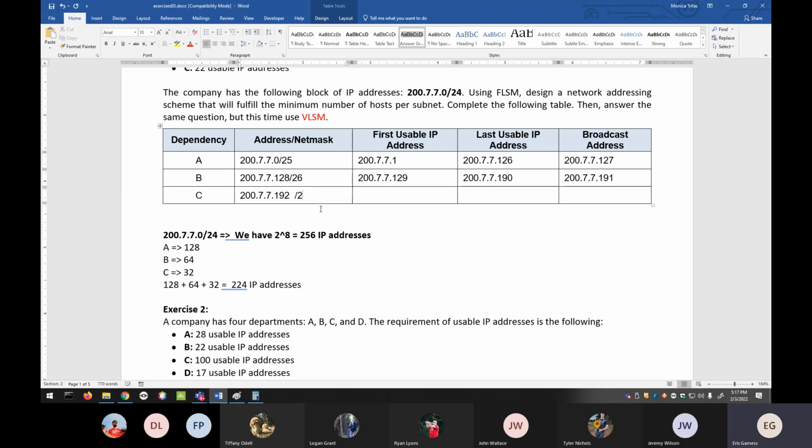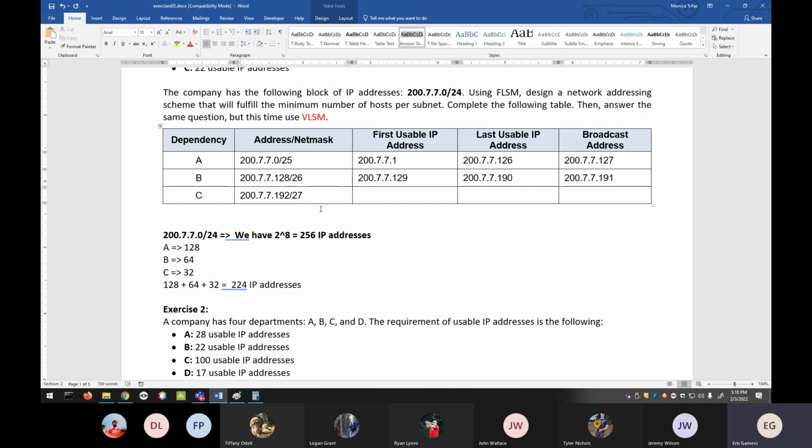Can I give it a /27? Yes. This is what I have to give it. 32 minus 27 is 5. 2 to the power of 5 is 32. So here we have 32 IP addresses, which means that if we have a fourth network, let's call it D, where is this going to start?